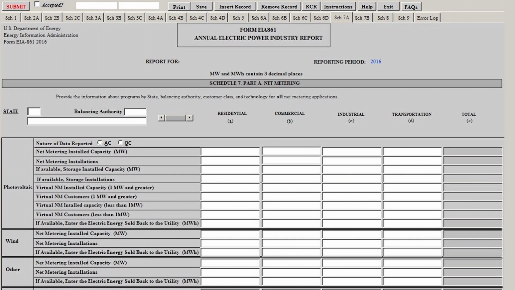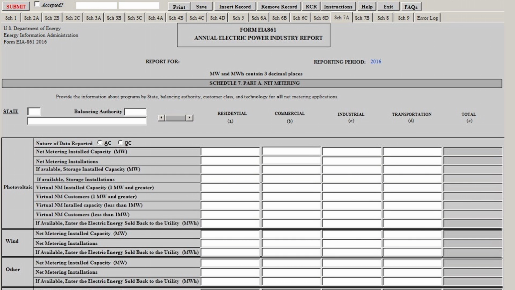For EIA-861M respondents, the data reported on Schedule 3A and 3B for December reporting year should match what's reported on the 861. For Schedule 7A, net metering programs are billing arrangements that allow the generation from a behind-the-meter resource to be netted against the load served at a customer's billing point. Schedule 7A collects data from PV, wind, and other net metered systems which allow customers to receive credit for excess power they generate and send back to the electrical grid.